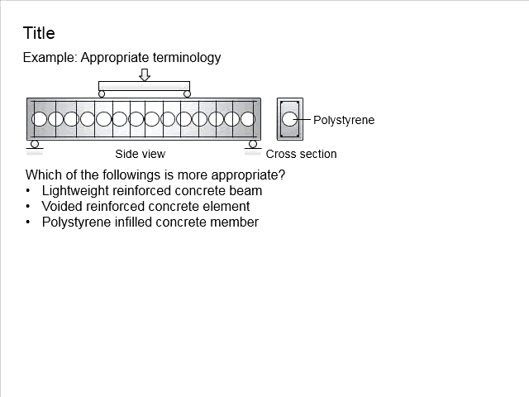This reinforced concrete beam member is slightly different from the typical reinforced concrete beam, where the researcher placed a lot of spheres made of polystyrene inside the reinforced concrete beam. This will be the side view of the member, and this is the cross-section of the member. The lines here represent the reinforcement in the beam, and the beam member is made of concrete.